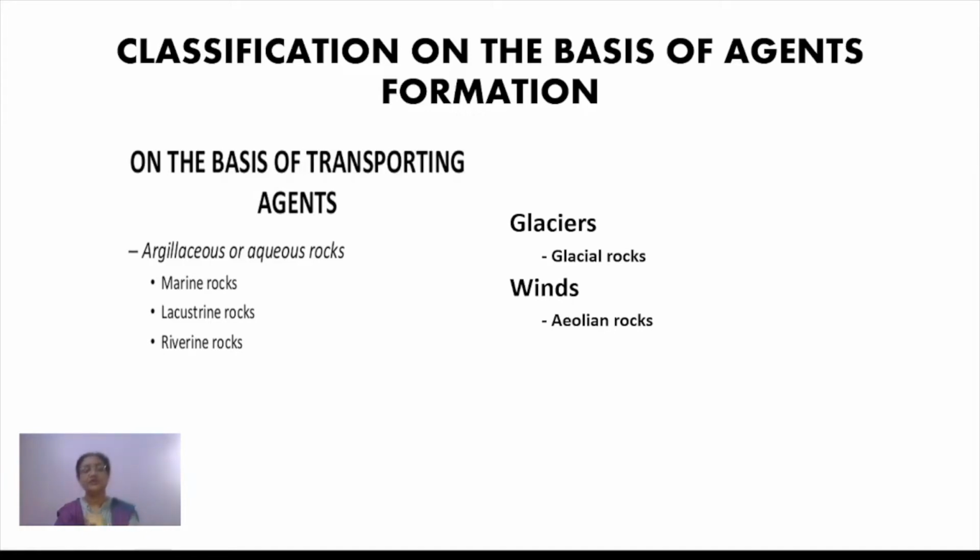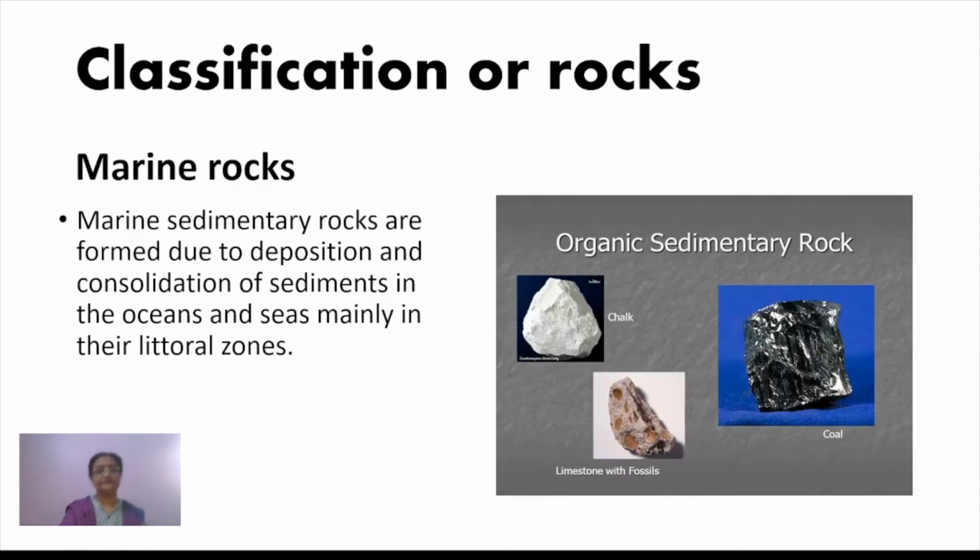The 4th one is glacial rocks. By the name it's very clear, these are the result of glacial activities. And the 5th one is Aeolian. Aeolian is always the result of the work of wind. So let's discuss all these one by one.